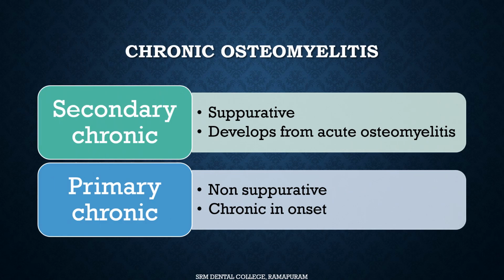Chronic osteomyelitis can be broadly classified into primary chronic osteomyelitis and secondary chronic osteomyelitis. Primary chronic osteomyelitis is a type of non-suppurative osteomyelitis that is chronic in onset, while secondary chronic osteomyelitis is a suppurative type of osteomyelitis that often develops from acute osteomyelitis. For today's discussion, we are going to be seeing only secondary chronic suppurative osteomyelitis.